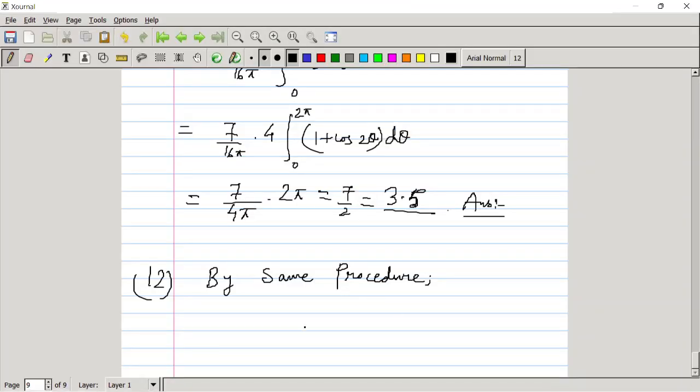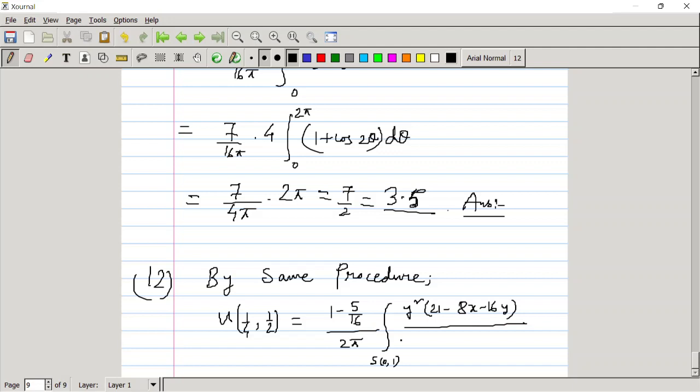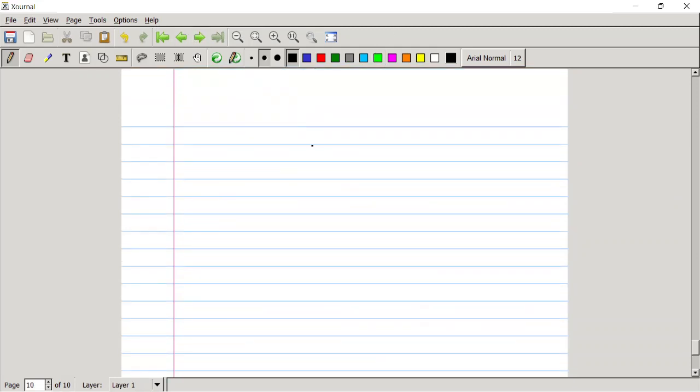By the same procedure we have to find u at 1 by 4 comma half, that is equal to 1 minus same procedure. The 2 pi r is 1, integral on the boundary of y square into 21 minus 8x minus 16y by the square, that is x minus 1 by 4 whole square plus y minus half whole square d sigma, right? This is okay.